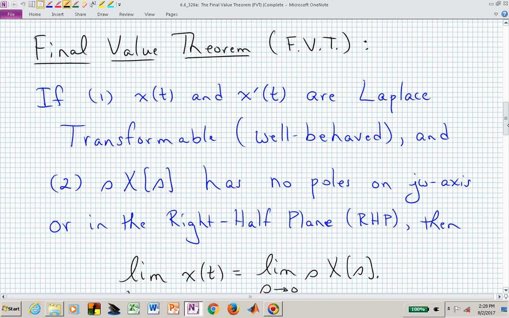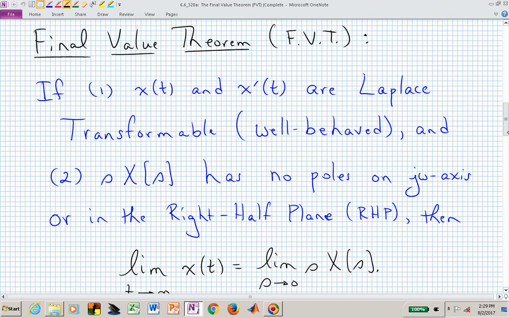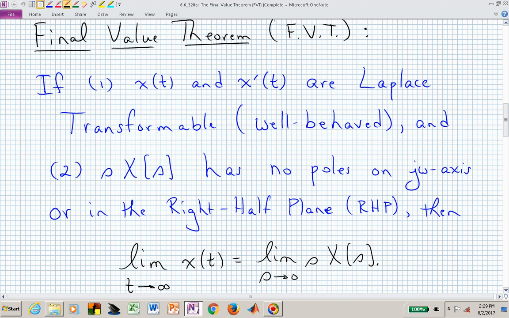Let's state the final value theorem. There's two conditions that need to be true or satisfied before we can apply the expression or the equality that is the final value theorem. So here's condition one. If x of t and x prime of t are Laplace transformable, that means they're well behaved. That means there's something like exponentials, exponentially damped sines, ramps, etc. They're not e to the t, for example. That may not be well behaved.